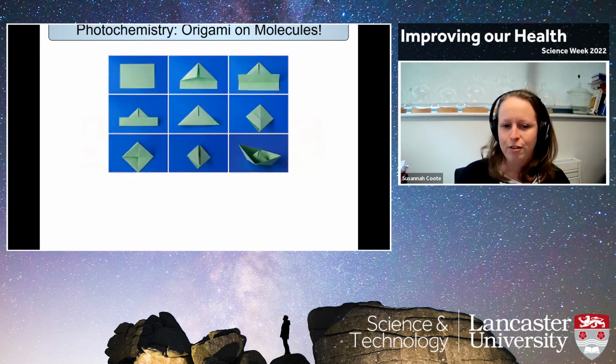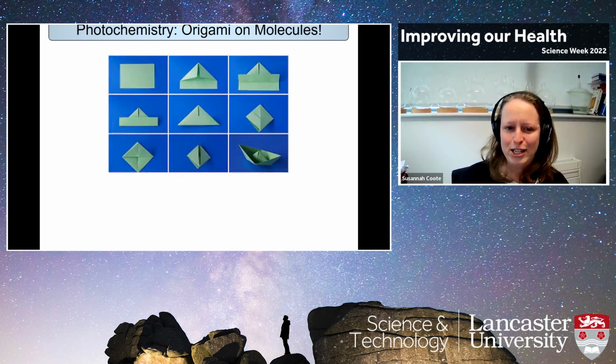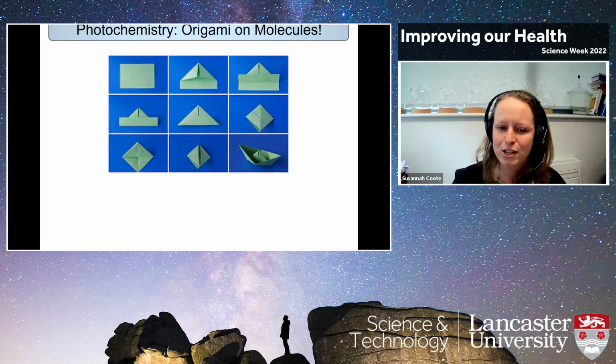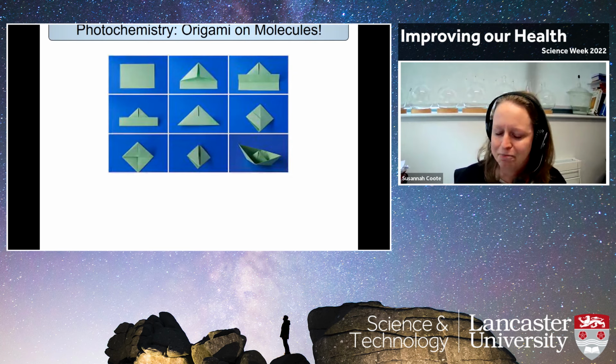Okay, the other fantastic thing about photochemistry is that because we're using quite high energy light, we can use that light to bend molecules, essentially. So I guess the closest analogy is the Japanese art of origami, where you'd probably be familiar. You take a sheet of paper, you keep folding it successively, and eventually you get to something nice at the end. And so this is basically the approach that my group is taking.